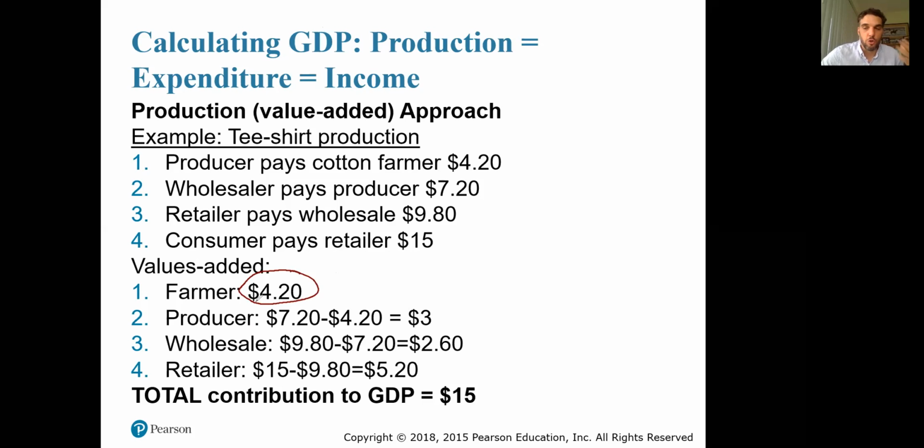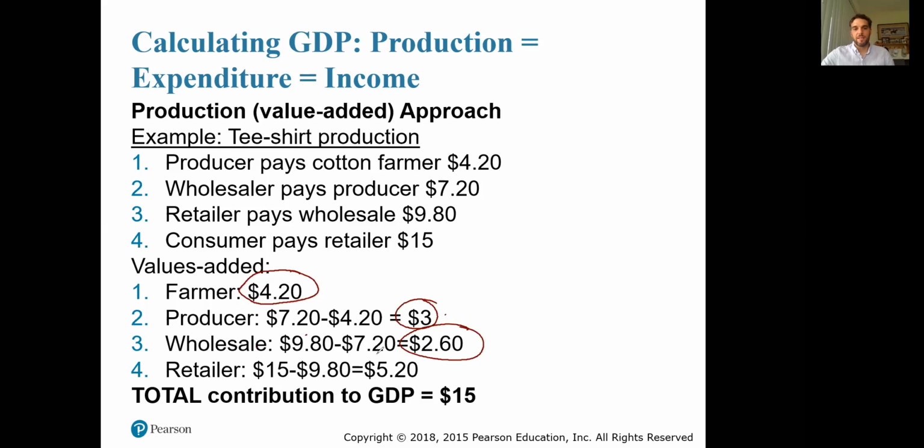The producer then uses the cotton to make the t-shirt. They sell that t-shirt for $7.20 to the wholesaler, but they paid $4.20 for the cotton. The difference between the price that they sell the t-shirt for at $7.20 and the price that they paid at $4.20, well, that's $3. Okay? So the producer's value added to the t-shirt is $3. They increase the value of the t-shirt by $3. The wholesaler does the same process. While they sell it for $9.80, they purchased it at $7.20. What's their value added? $2.60.